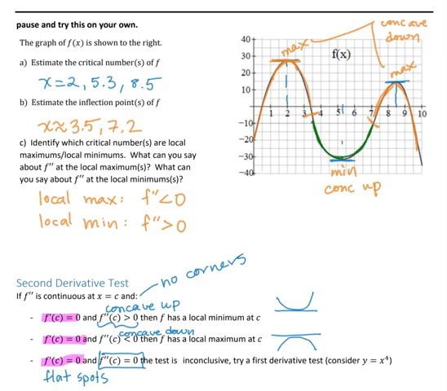So the second derivative test isn't quite as reliable as the first derivative test, but in certain situations, it's way quicker and easier. In particular for polynomials, it's way quicker to take a second derivative and plug in a number than it is to build a whole first derivative sign chart. So this one is great for polynomials. We can use it on other things, and we will.